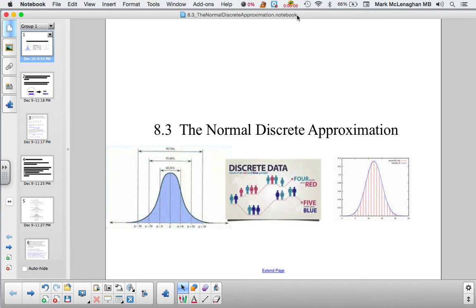Alright, welcome to 8.3, the normal discrete approximation. So we talked a little bit about the normal distribution yesterday. One of the applications of the normal distribution is that we can use it to approximate discrete values. So we have our normal distribution, discrete data, so things that we're counting that are wholes or intervals, and then a normal approximation.